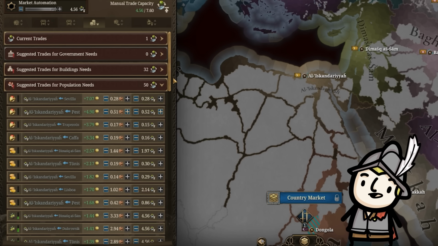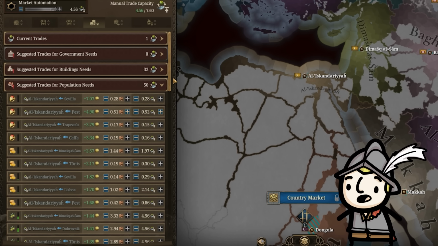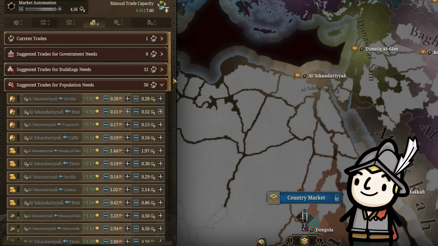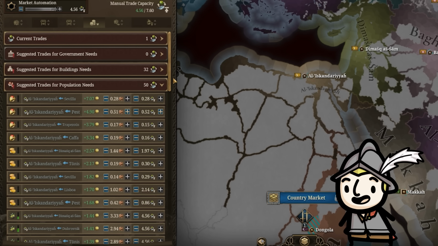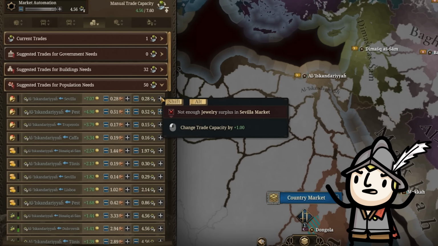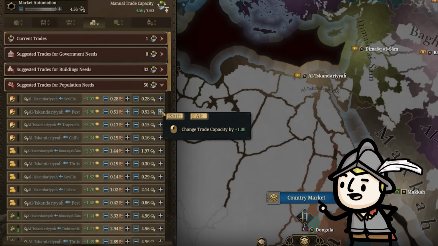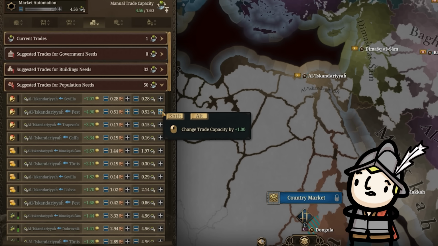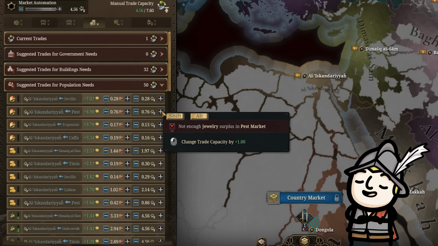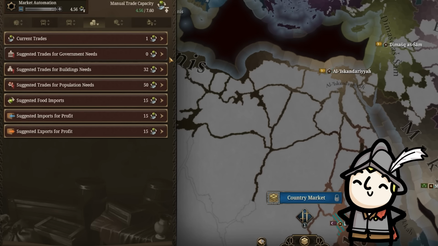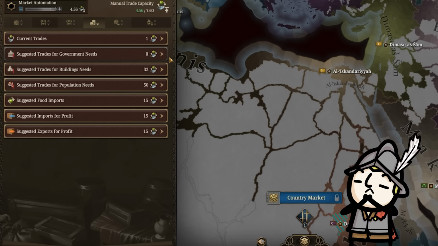Well, why don't we test this out with a pop need? Try to make some people happy. Now, the most efficient place that we could import jewelry from would be from the Sevilla market, but it is not available to us because they are not producing enough. But Pest is. It is a less profitable trade, but we can actually engage in it because the goods exist. This is super useful because it can give you a good understanding of where potential profits may lie.